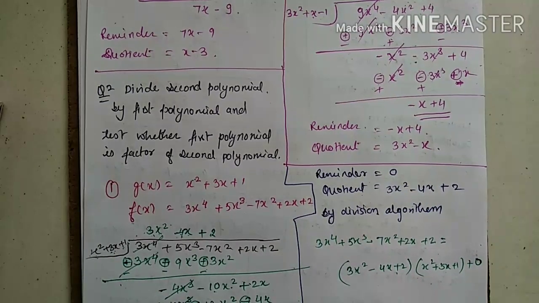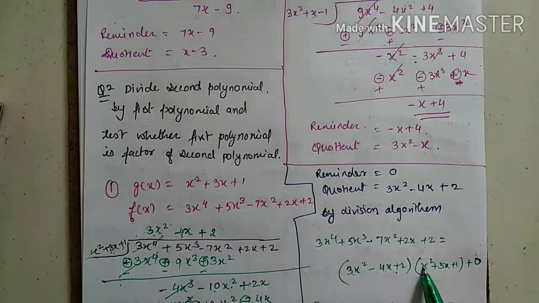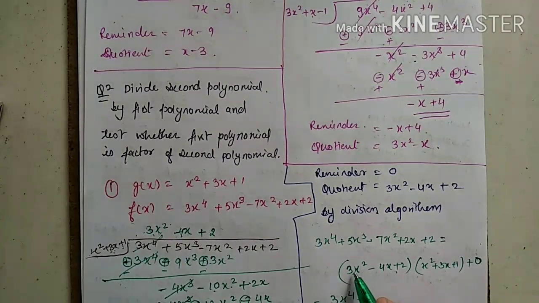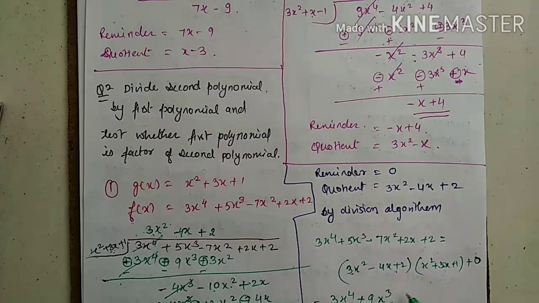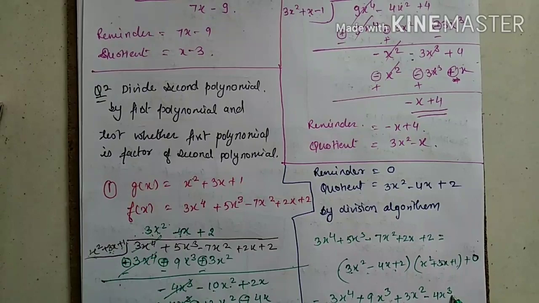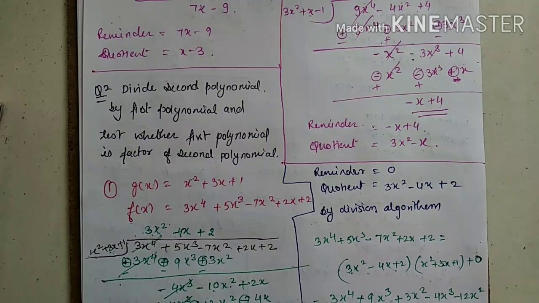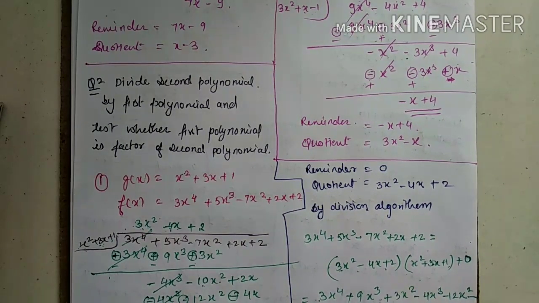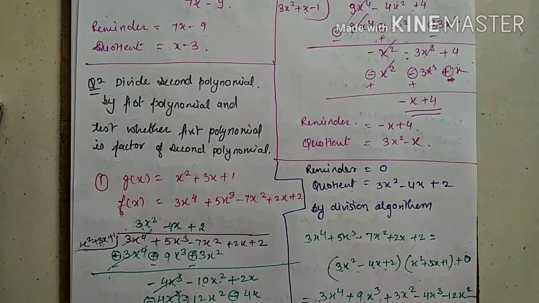I am getting remainder 0. Now solve it. 3x square multiplied by 3x square gives 3x power 4. Negative and positive cancel. 3 times 3 is 9x cube, plus 3x square minus 4x cube. 4 times 3 is 12x square, minus 4 ones are 4x, plus 2x square, 2 threes are 6x, 2 ones are 2, plus 0.